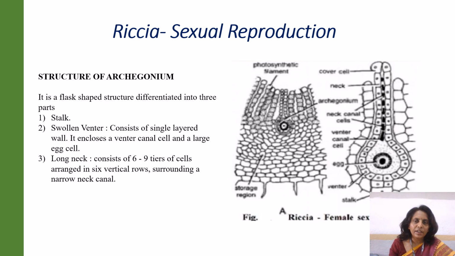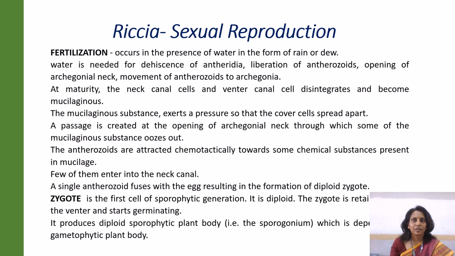The archegonium is a flask-shaped structure differentiated into a narrow neck and a lower bulbous venter. The neck encloses the neck canal cells, while the venter encloses a venter canal cell and a large egg cell. For fertilization to take place, water is very important. Just before fertilization, the venter canal cell and the neck canal cells disintegrate, forming a mucilaginous mass which comes out through the neck of the archegonium.